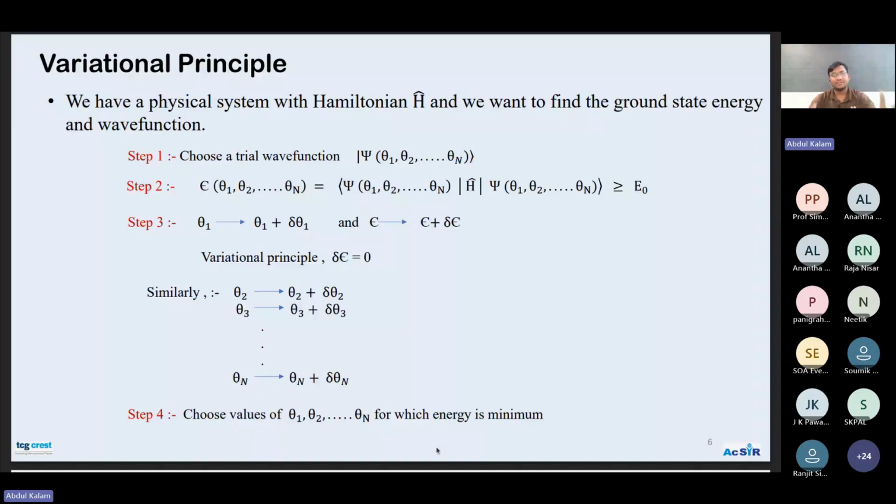This principle is used exactly for the VQE algorithm. For example, this psi of theta and the Hamiltonian H: how do they look in terms of a quantum circuit?